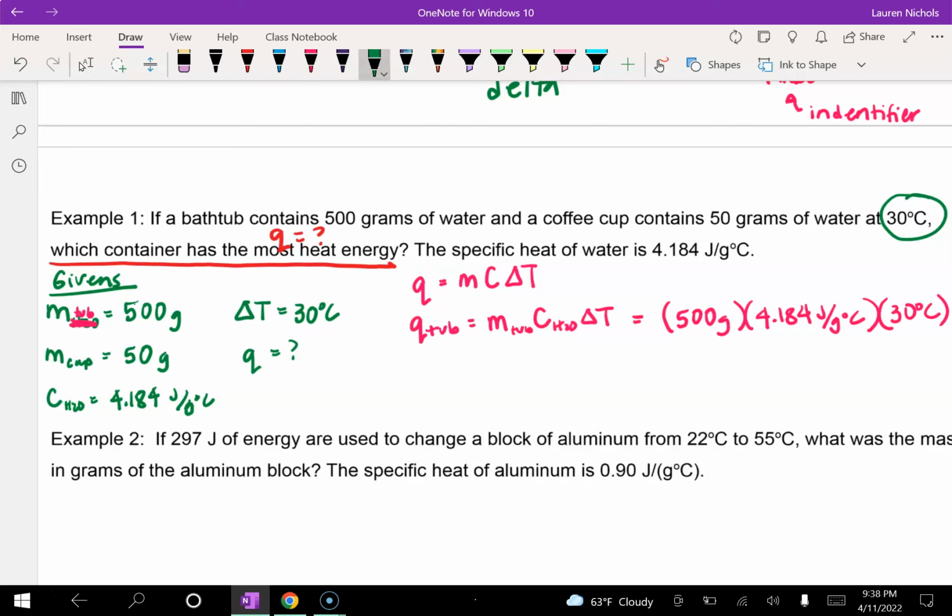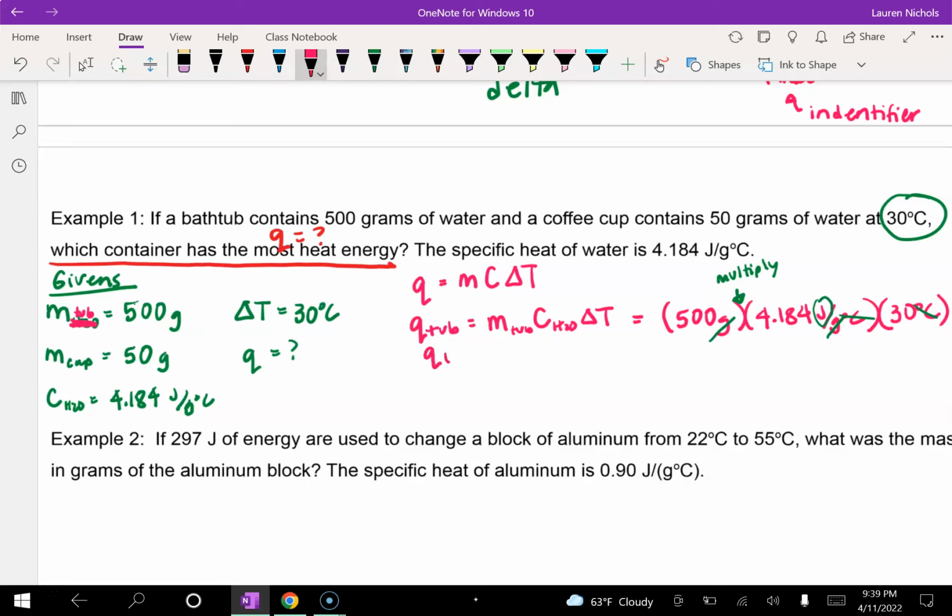Notice I'm putting these all in parentheses to keep my units and numbers from getting jumbled up. When they're touching like this, that means we will multiply. When we look at our units, we see that grams per degree Celsius is in the denominator of our fraction here. So grams cancel out with grams, degrees Celsius cancels out with degrees Celsius. Joules is our only remaining unit.